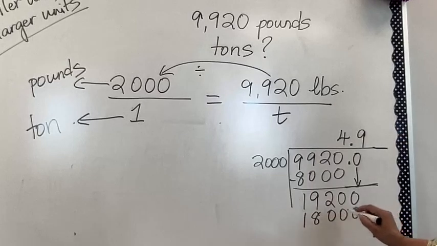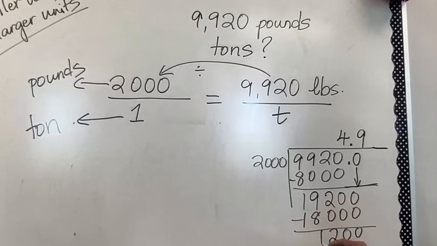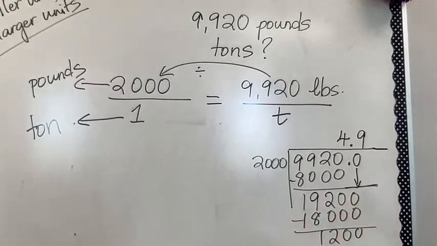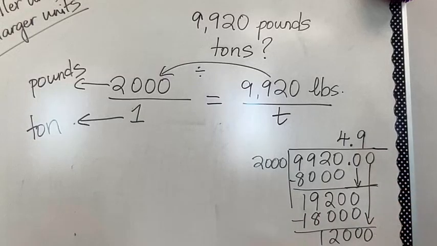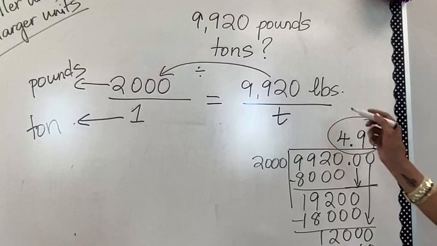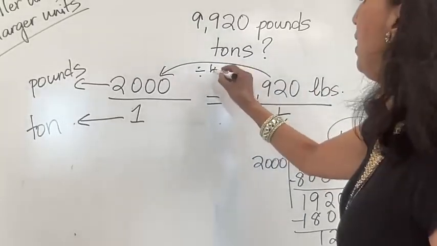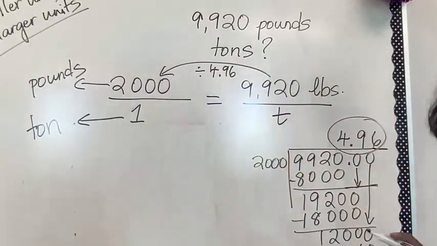And the 3 zeros for the 1,000. 0, 0, 2, and 9 minus 8 is 1. Again I'm going to annex a 0 and bring this down, and that gives me 6 times 2 is 12 and 0 remainder. So basically what am I doing? I have divided by 4 and 96/100 in order to get 2,000.